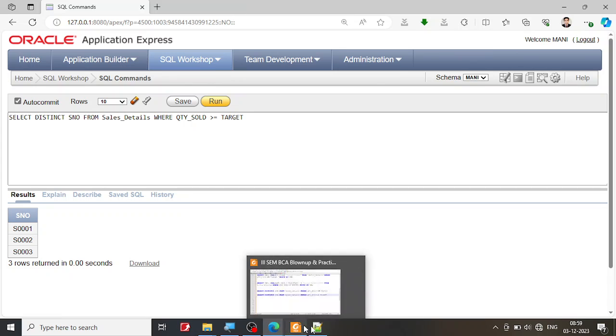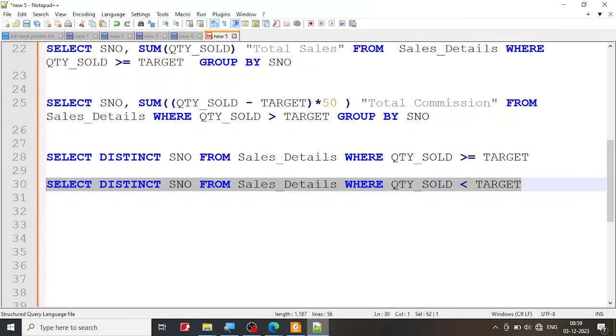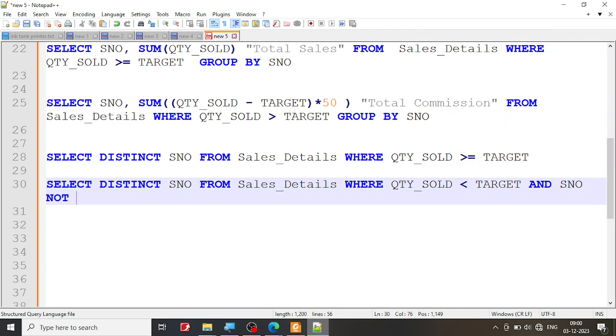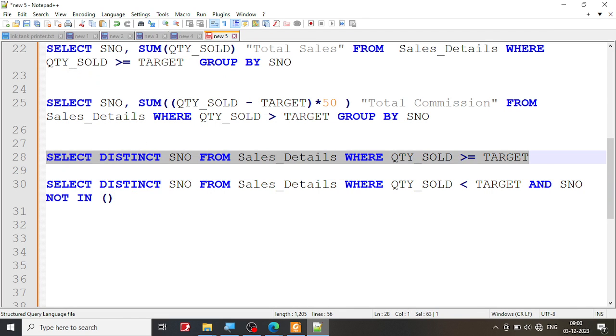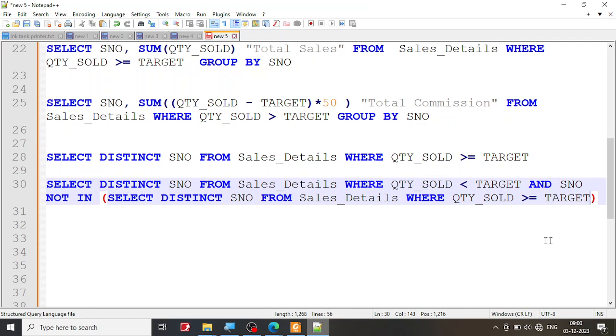This part, this query is they never achieved the target. Okay, so that is not correct. We have to say that where the quantity sold is less than the target and their serial numbers are not in this query. So what is this query? Where they have achieved this query. So these people have achieved the target at least once. At least once they have achieved the target.